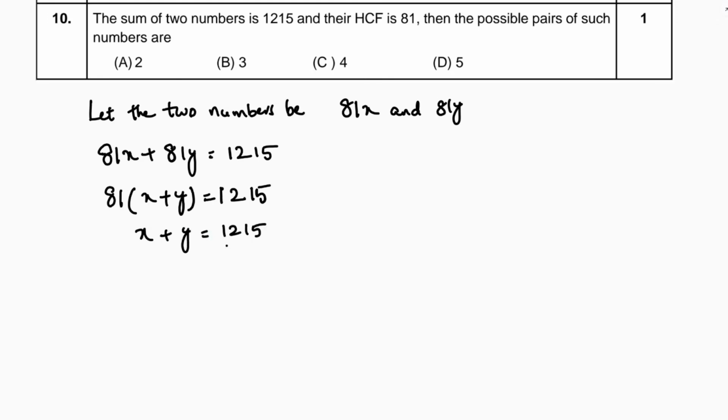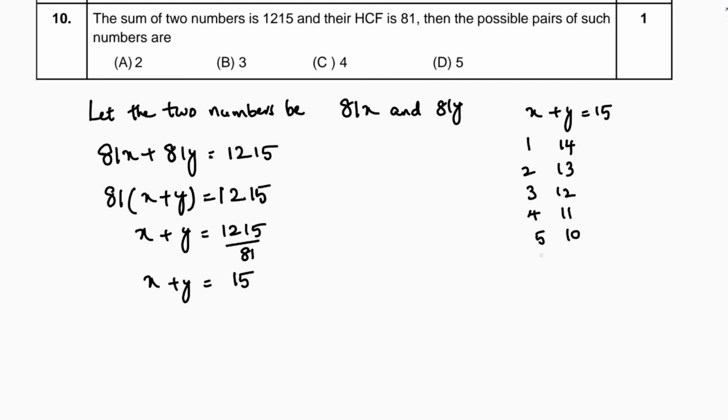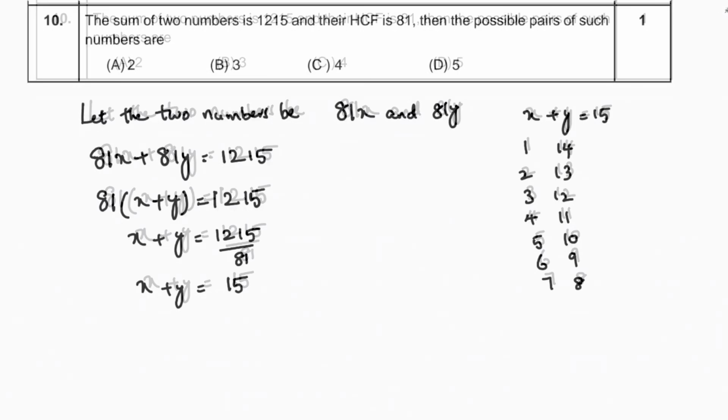So x plus y equals 1215 by 81, that is 81 times 15. So now I got x plus y is 15. Now see all the possible pairs that give 15: 1 and 14, 2 and 13, 3 and 12, 4 and 11, 5 and 10, 6 and 9, 7 and 8. These pairs are all possible, but we need to check which will work here.